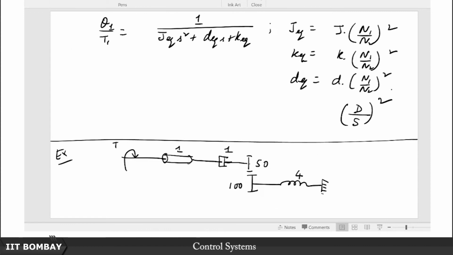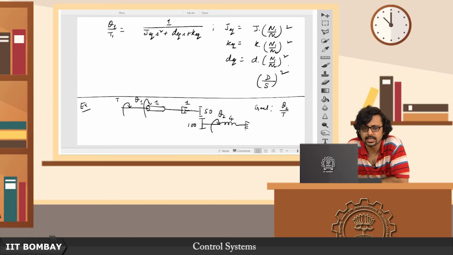And let us say this is theta 2, this is of course theta 1, and the goal is we have to find out the transfer function between theta 2 and T. How do we do this, right? So the first thing we do is, as we have seen here, let us just reflect this, let us get rid of this gear assembly. So let us just reflect this spring to the left hand side, to this side.